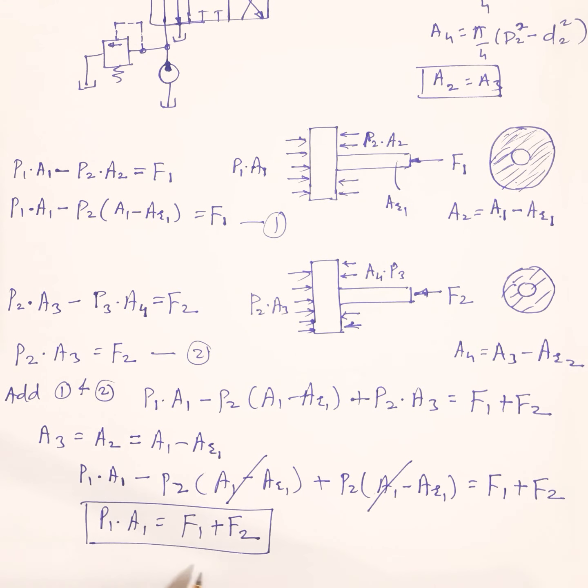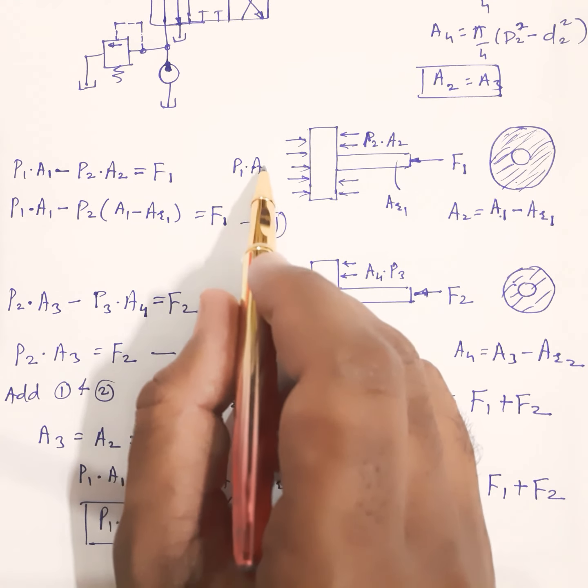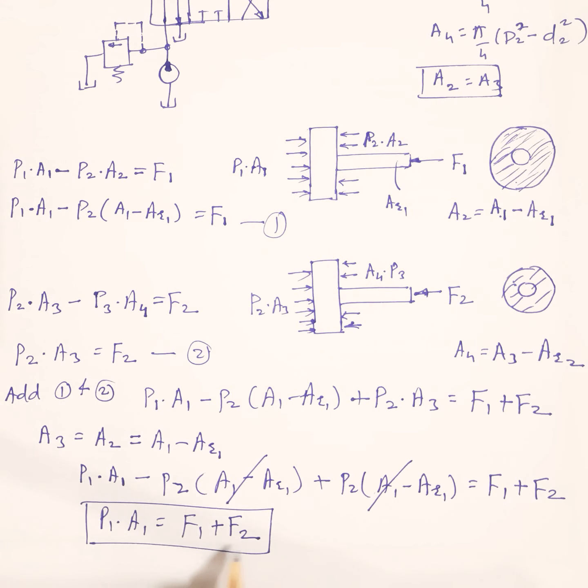Now this equation shows that for synchronization the pump should develop a pressure such that cylinder 1 alone is able to balance both the loads. Okay, so cylinder 1 alone, because P1 A1 is the force acting on cylinder 1. So cylinder 1 alone can balance both the loads, F1 plus F2, both of which are acting on cylinder 1. So the pump should develop the pressure P1 such that cylinder 1 alone can balance both the forces. Okay, if you still have any doubt, you can ask me in the comments. Thank you.